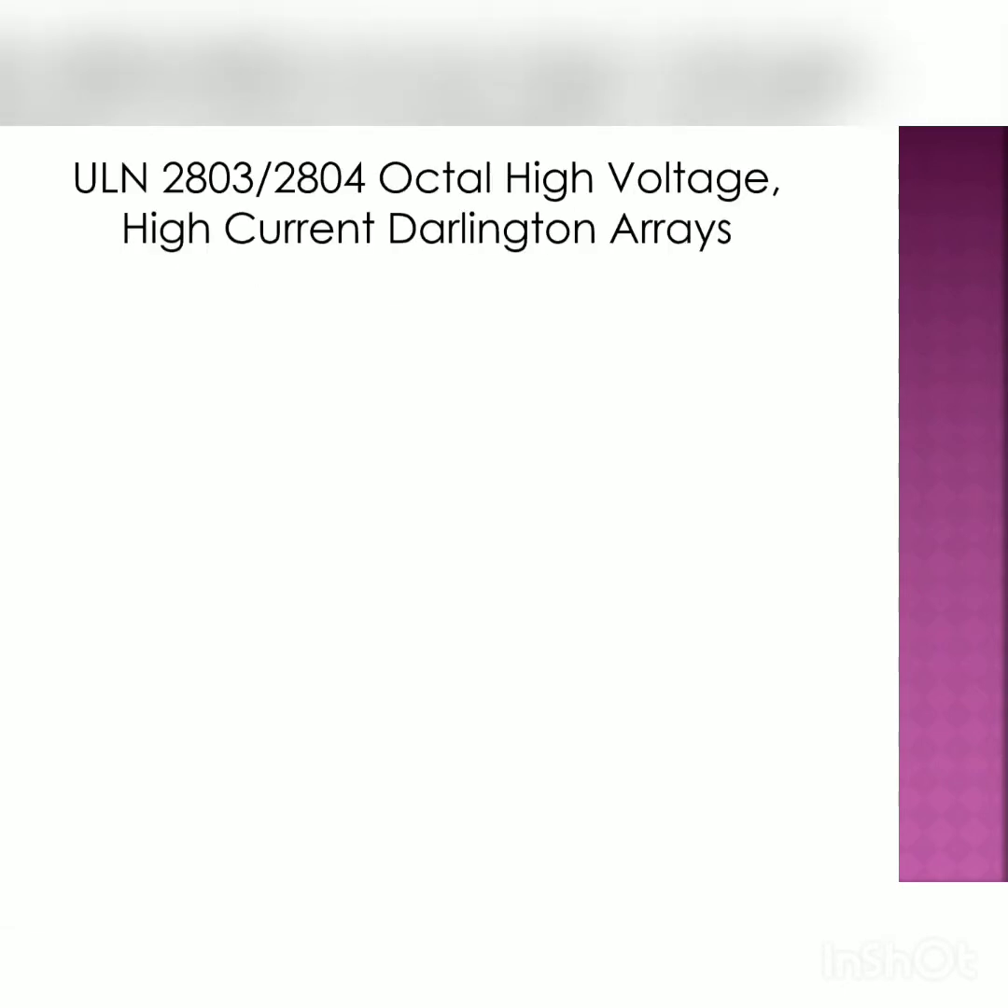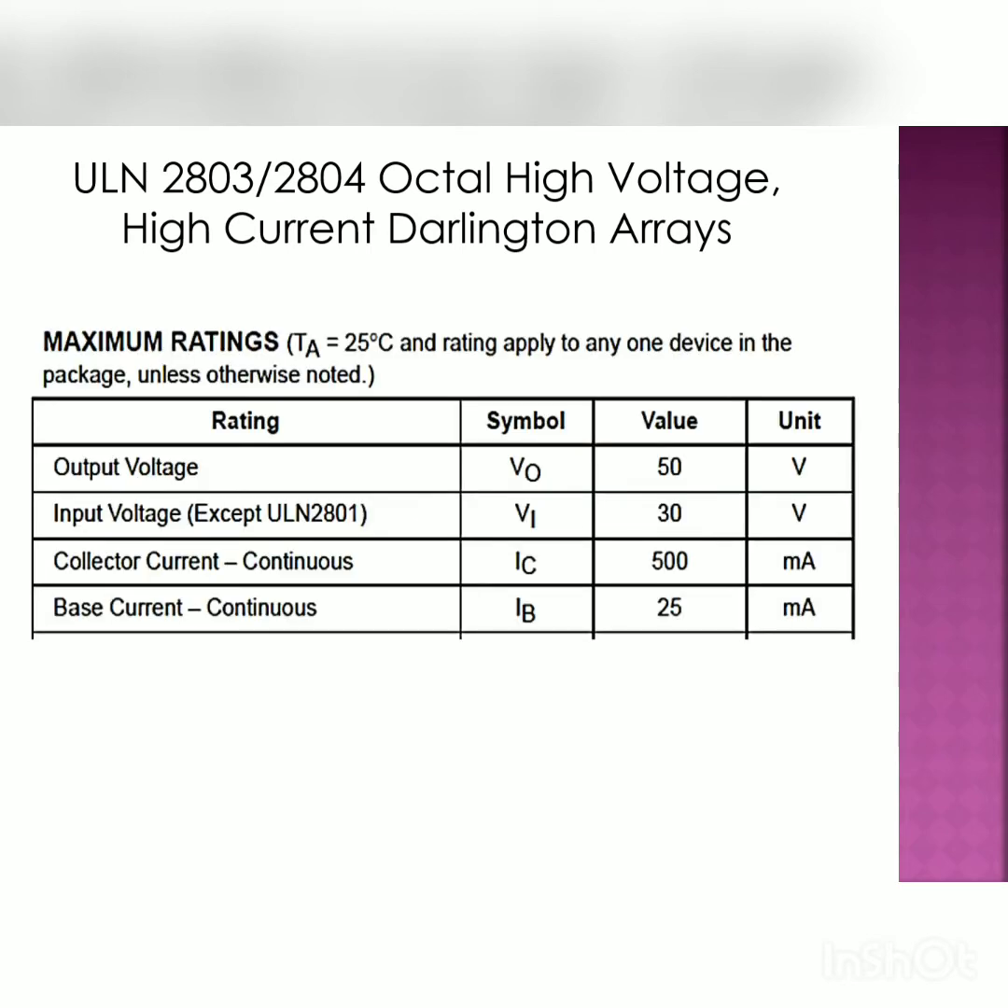Now we will quickly go through the maximum ratings of the IC. The first rating is the maximum output voltage, available up to 50 volts. The input voltage the IC can sustain is up to 30 volts. The continuous collector current from every output pin is available up to 500 milliamperes, and the continuous base current is 25 milliamperes.